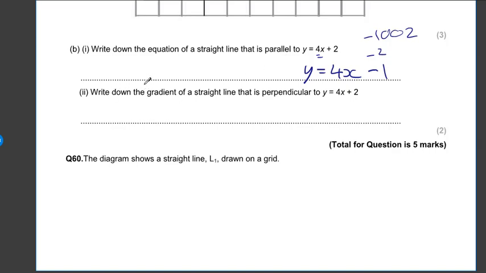Write down the gradient of a straight line that's perpendicular. So many of you just put c. I don't know why you did that. Again, easy. Perpendicular is the negative reciprocal, so it's got to be y equals minus 1/4 x. You could literally just leave it as that, and if you want, you can put in a number. Doesn't matter. Alright, done. Easiest thing in the world.